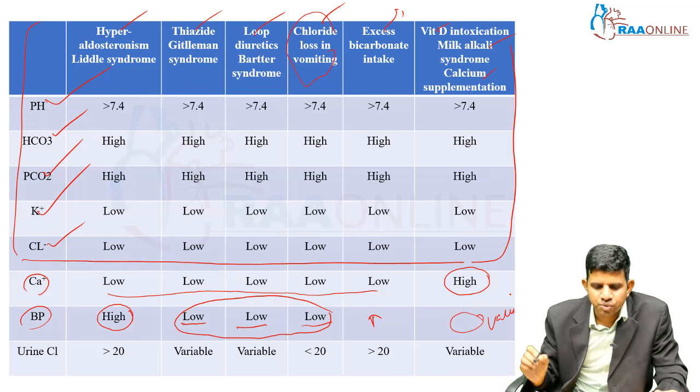Okay. Urine chloride: if you see here, in a GI loss condition, the kidney is trying to absorb all electrolytes.